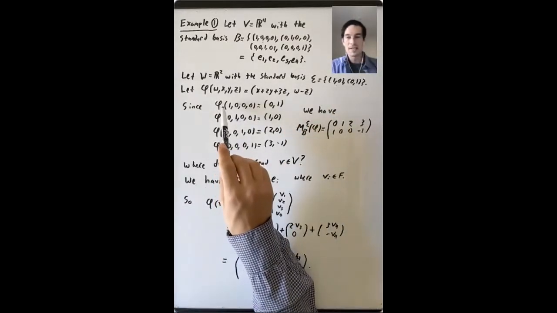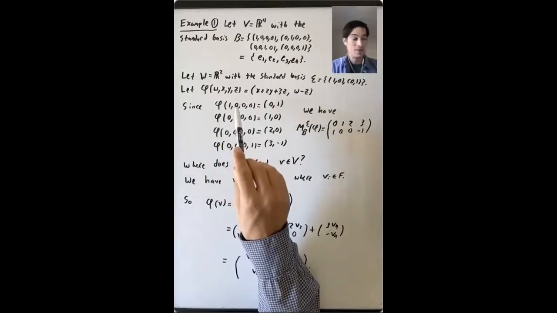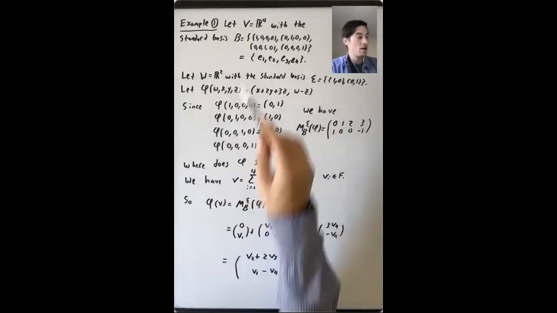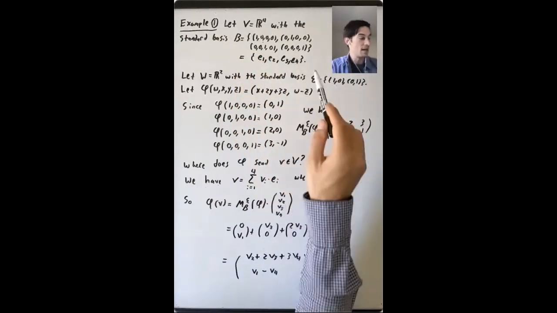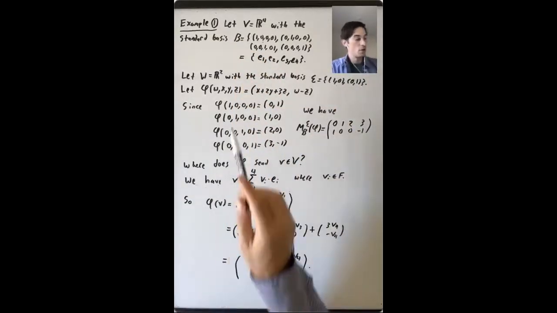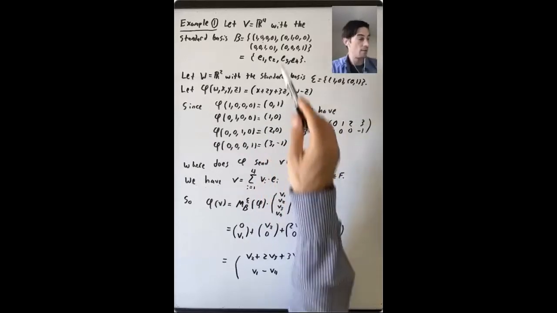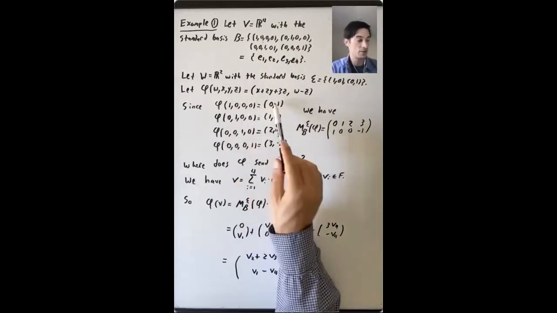So we want to write down the matrix of this linear transformation, the matrix representing this linear transformation with respect to the bases B and E. So the columns of the matrix are going to come from where phi sends the elements of our basis B. So let's just write that down.